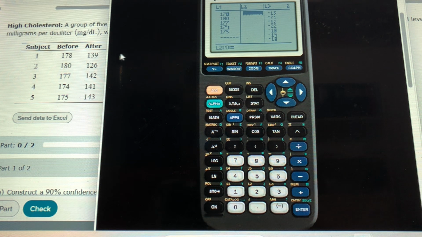Go over to L2, put the afters: 139, 126, 142, 141, 143. We don't put the subject numbers in. Those could be people's names for all we care.